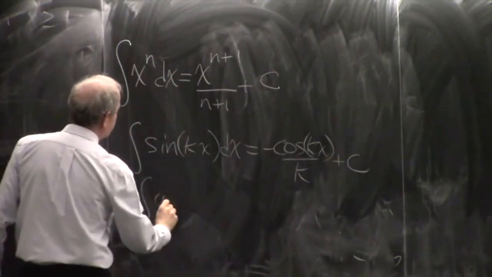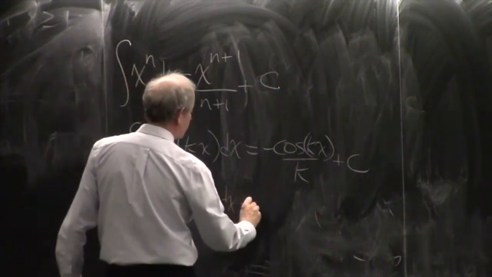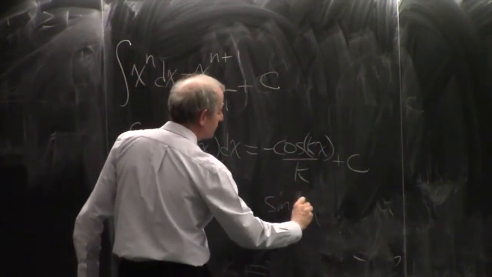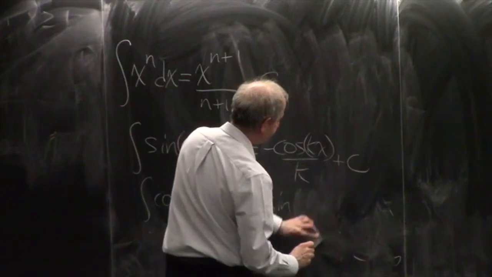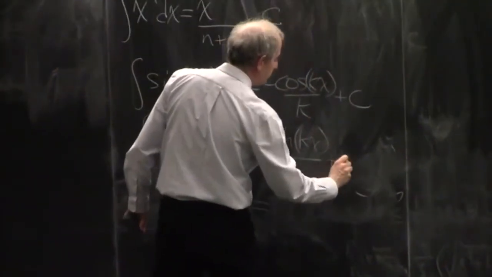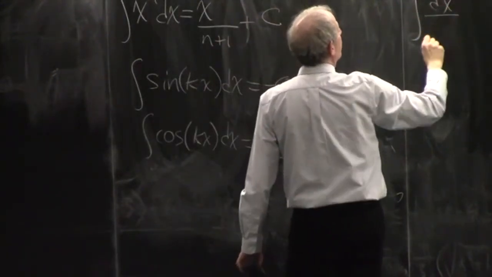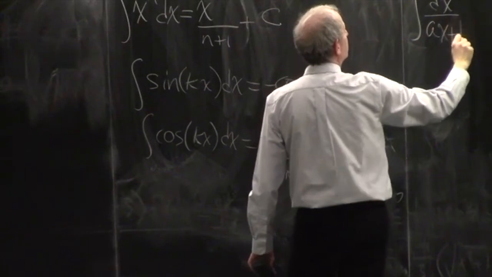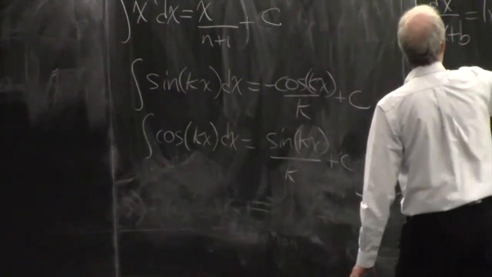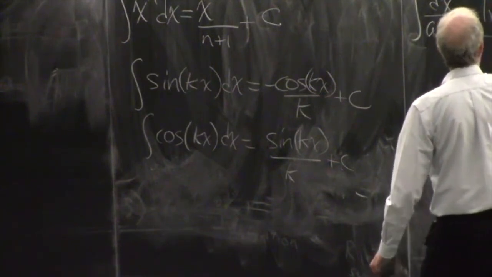The integral of cosine of kx dx is sine of kx over k plus c. The integral of dx over ax plus b is the natural log of ax plus b over a.